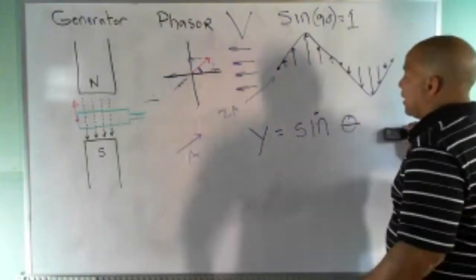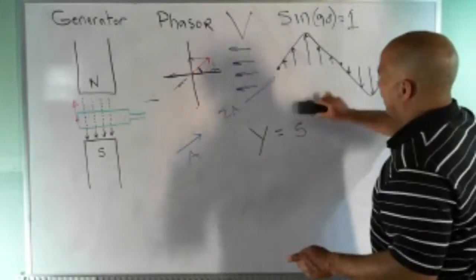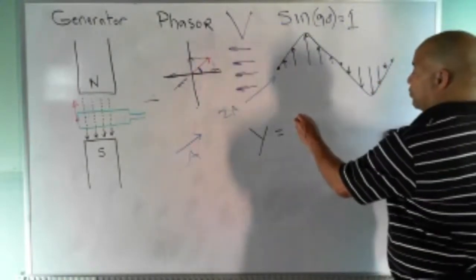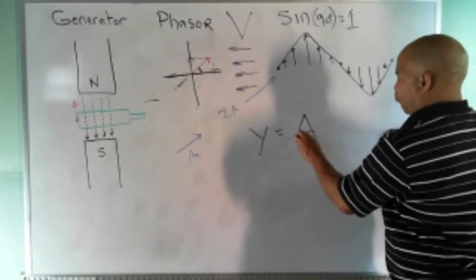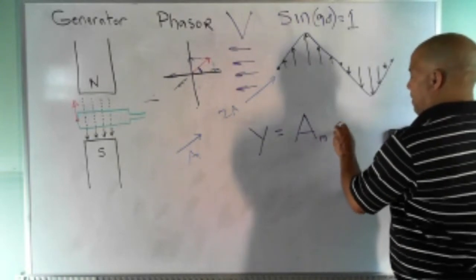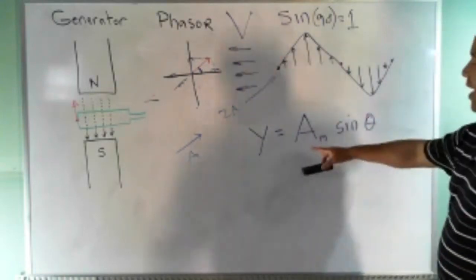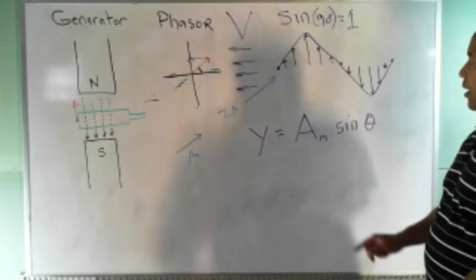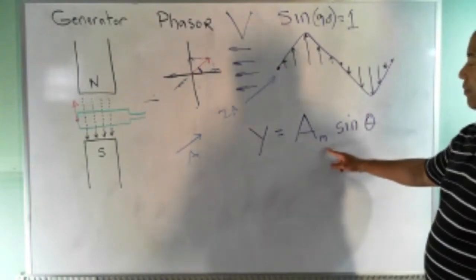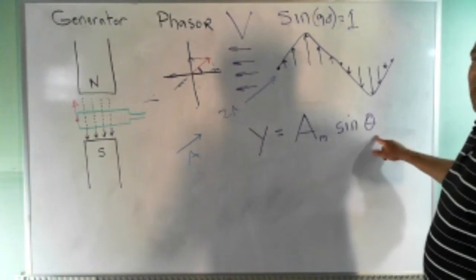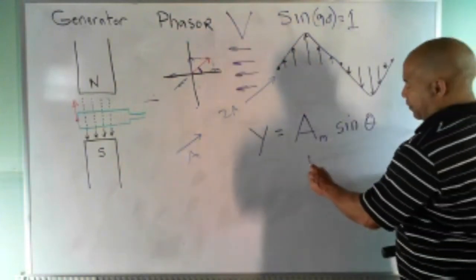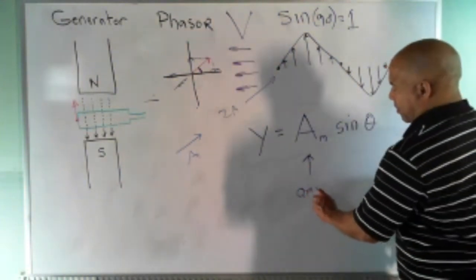Instead of writing the expression like that, I'm going to write it like this. I'm going to put that factor of A in there. So now I'm taking A max times sine. You can think of this as the amplitude. That's called the amplitude.